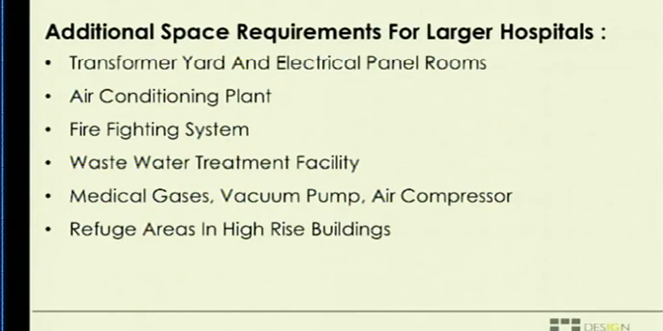The rest is more about some general guidelines, thoughts that you should have when you are doing a hospital. If it's a larger hospital, in addition to what you need for a hospital, you need to think of transformer yards, electrical panel rooms, space for air conditioning plant, firefighting system, a lot of infrastructure. It's not just your clinical space, your treatment space. You need other support areas which occupy a significant part of your building.